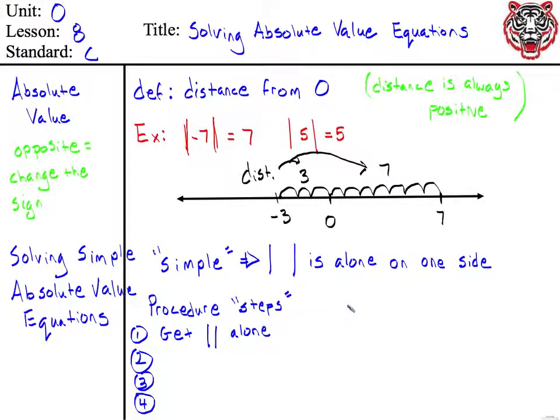So let me give you an example. If we had the problem, I'm going to do this in a different color on the side. We have the problem absolute value of 2x plus 3.